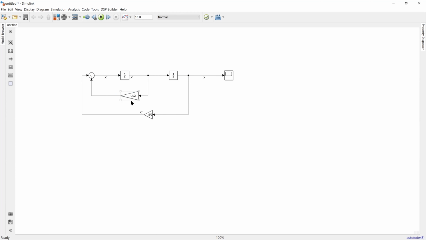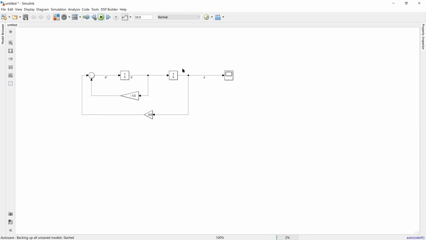It's as input to this gain block that has a gain of minus b by m. Mine b is 0.1, m is 2. And let me change this. So then another input is minus k by m. K is 5 and m is 2, minus k by m, that's as input, and we get x double dash. Then we integrate this twice, we get x.